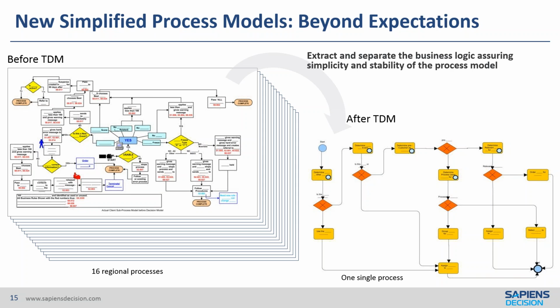In fact, in a lot of our case studies, we're able to take, let's say, multiple process models for different regions of the country, create one process model, and they call the appropriate decision models for that region, because the process wasn't different. The logic was different, and we're able to separate that.